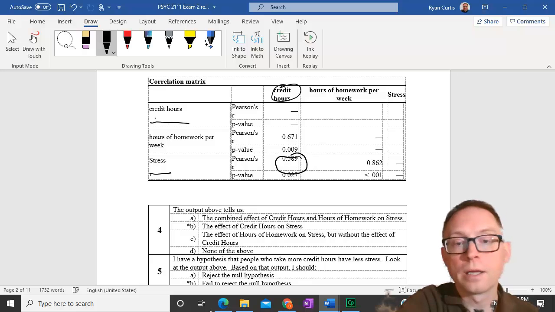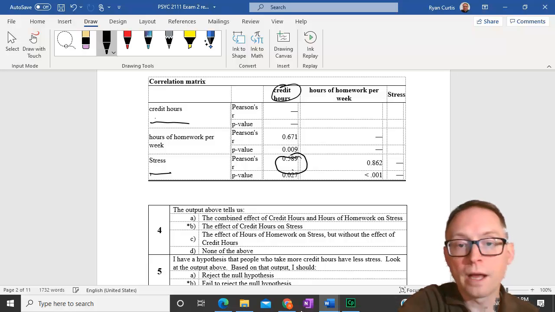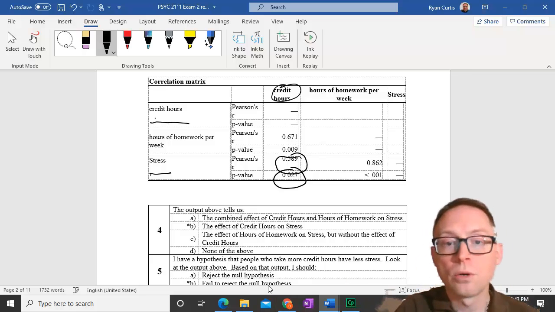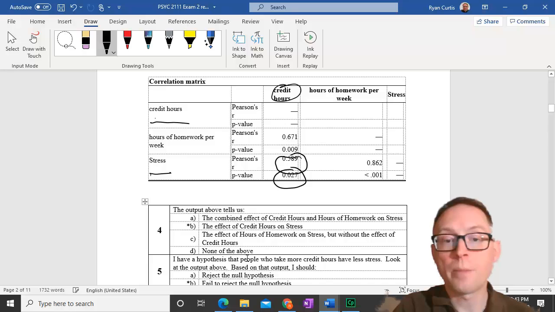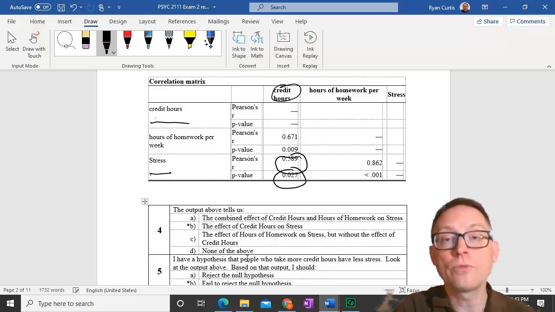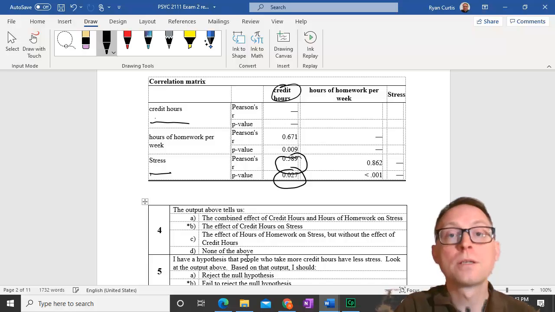0.589 is the Pearson's R value. The p-value is 0.027. Whenever we're looking at rejecting or failing to reject the null hypothesis, we want our p-value to be less than our alpha. Alpha, by default, is 0.05 and a two-tailed test, unless I tell you otherwise.